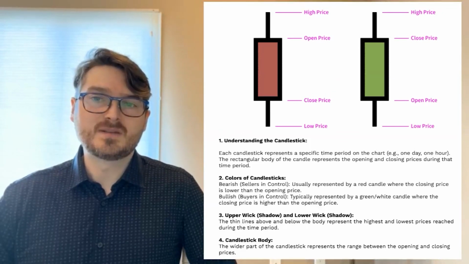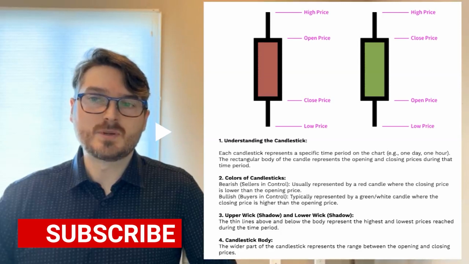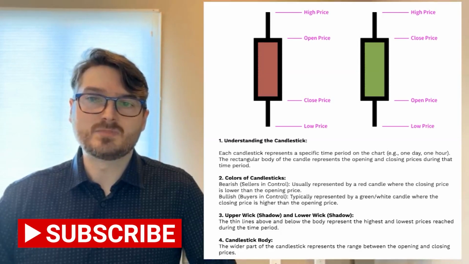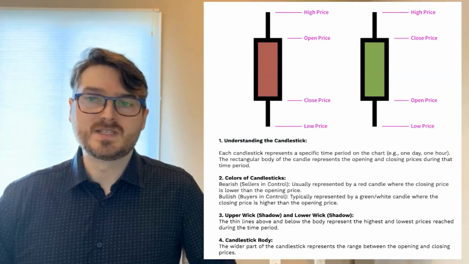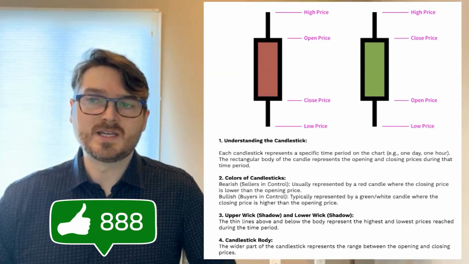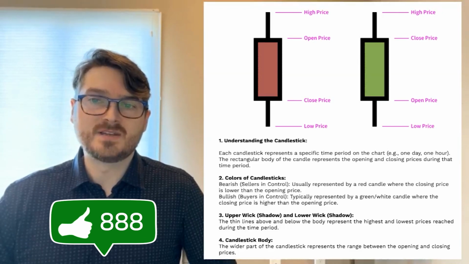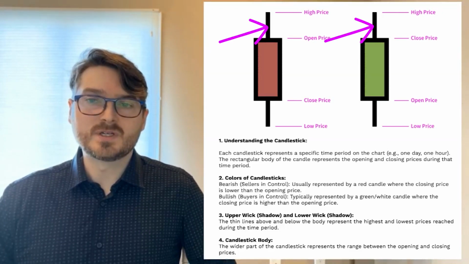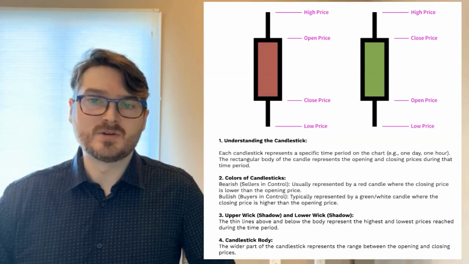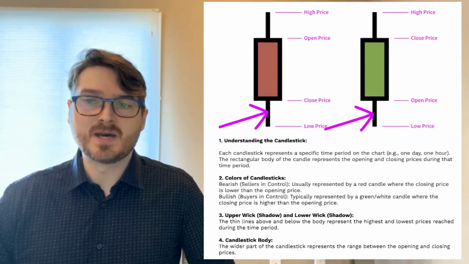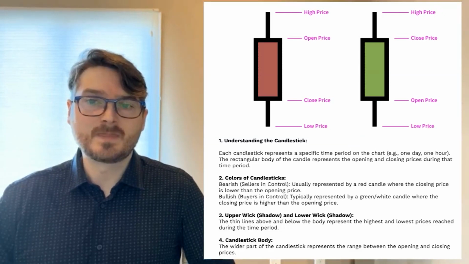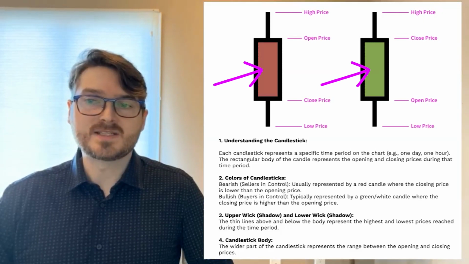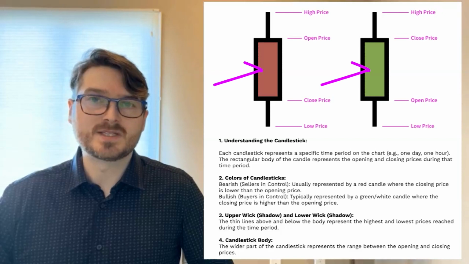For a bearish candle, the sellers are in control, usually represented by a red candle where the closing price is lower than the opening price. Bullish, buyers in control, typically represented by a green or white candle where the closing price is higher than the opening price. The upper wick or shadow and the lower wick or shadow are the thin lines above and below the body, and they represent the highest and lowest prices reached during the time period. The candlestick body is the wider part of the candlestick and represents the range between the opening and closing prices.